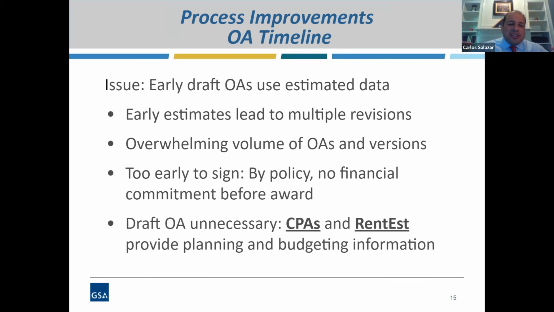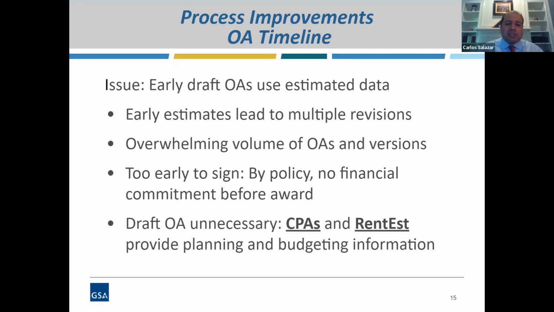So along with the development of OASIS, GSA took the opportunity to look at all our existing processes to find opportunities to streamline and improve the customer experience. Naturally, the first thing we looked at was our OA process, or occupancy agreements. We found that using draft OAs early on in the project was causing issues because they relied on early estimates, and that necessarily meant that there was going to be multiple revisions, resulting in an overwhelming volume of OA versions being sent to our customers for review and signature, and customers were even having a hard time understanding why they were getting them in the first place.